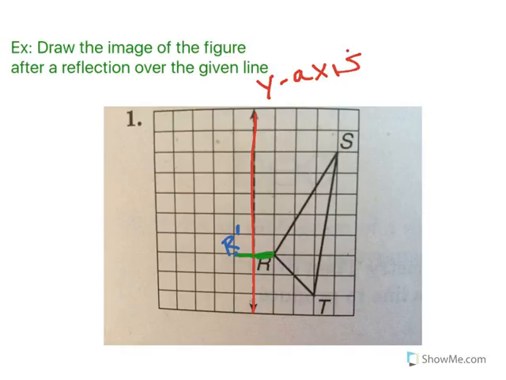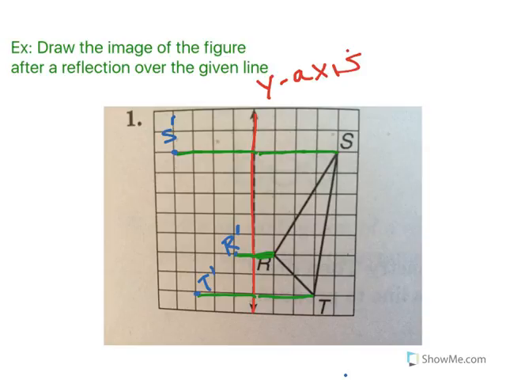So then let's go to S. It's 1, 2, 3, 4 spots away from my y-axis. So I'm going to go 1, 2, 3, 4 spots away, and I'm going to put my point right there. And I'm going to call this S prime, just like we did in that last section. We called our reflected points prime. And then finally T, I'm going to count 1, 2, 3 spots from the axis. So I'm going to count 1, 2, 3 spots, and then put my point and call this T prime.